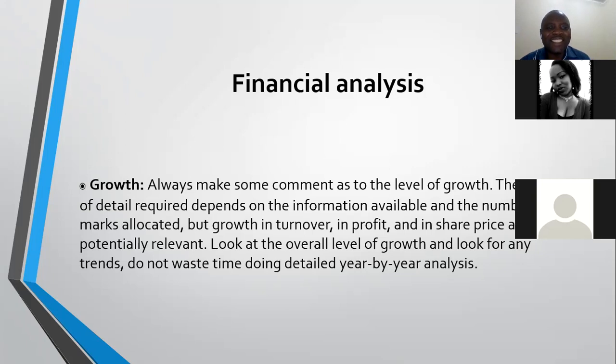So I said the amount of detail required depends on the information available and the number of marks allocated. But growth in turnover, in profit, in share price are all potentially relevant. And those are the things that you are looking at. Has the turnover grown? By what margin? Against the assets. So if you find that, for example, your assets have grown by 10%, and yet your revenue is growing at 7%, meaning that you're investing more and getting less. So just that, it will help you to construct your analysis well and make it more coherent.